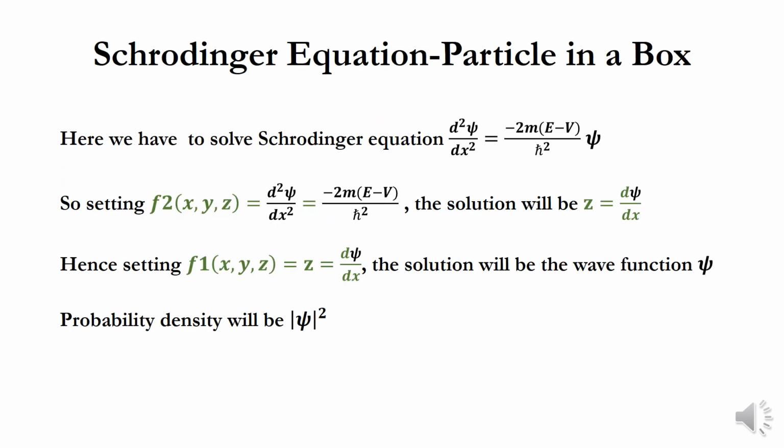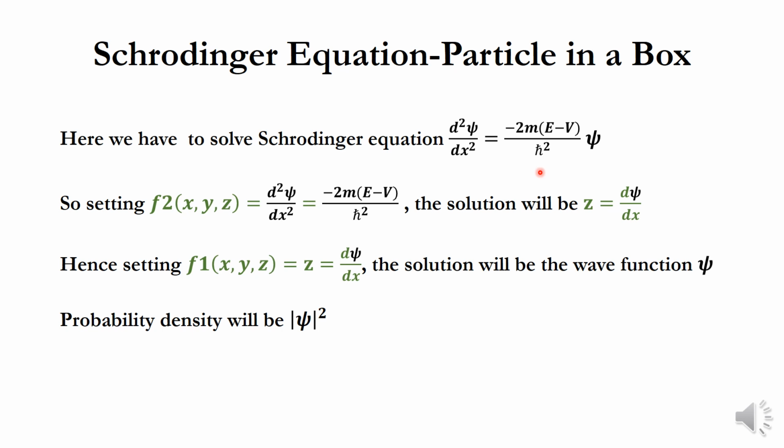So now we will see an example, the particle in a box. For a particle in a box, we have to solve the Schrodinger equation to get the solution psi. That is d²psi/dx² = -2m/ħ² (E - V) psi. This is the time independent Schrodinger equation.